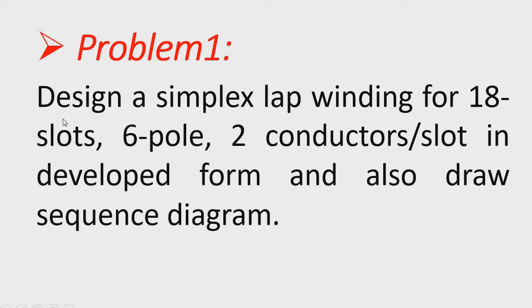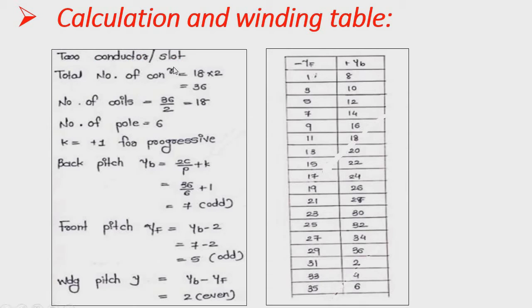So problem number 1. Design a simplex lap winding for 18 slots, 6 poles, 2 conductors per slot in developed form, and also draw the sequence diagram. So this is our problem statement. Now first of all, calculations for the above given problem and winding table. Our main given data is that there are 2 conductors per slot. So total number of conductors is 18, the number of slots, multiplied by 2, because in each slot there are 2 conductors. So total number of conductors is equal to 36. From these 36 conductors, the number of coils is 36 by 2, equal to 18, because a coil consists of 2 conductors.